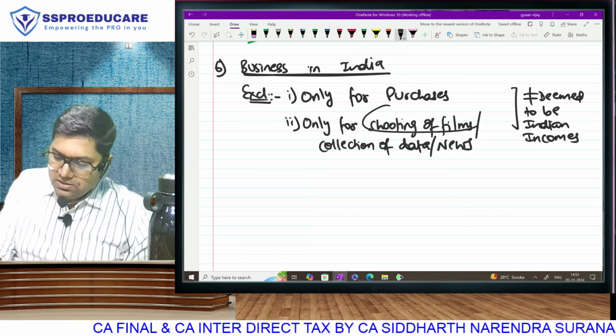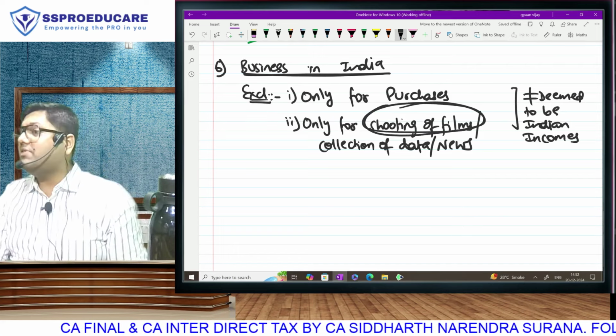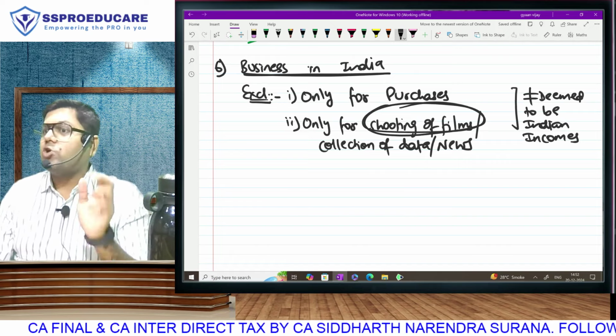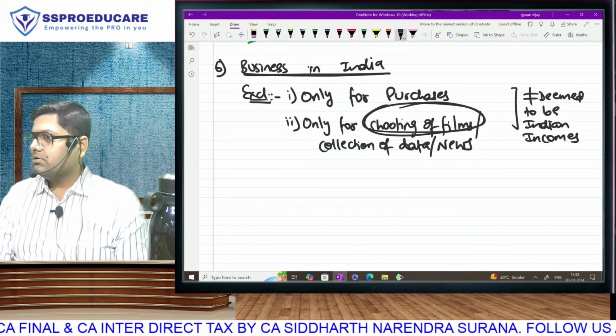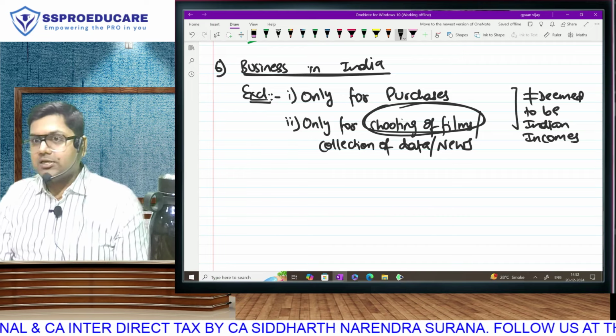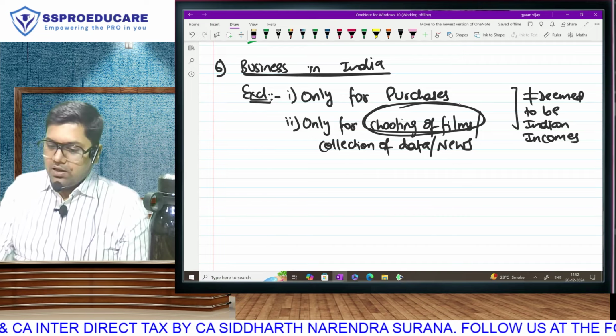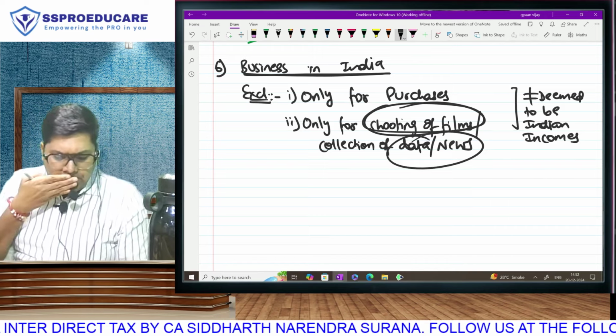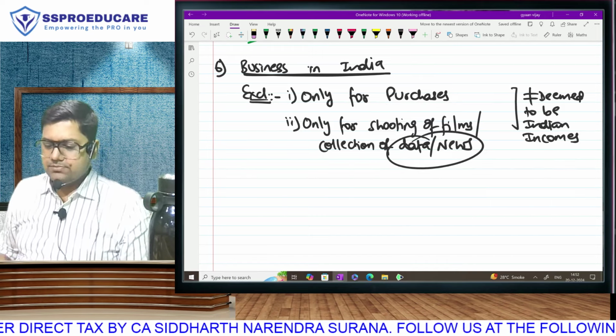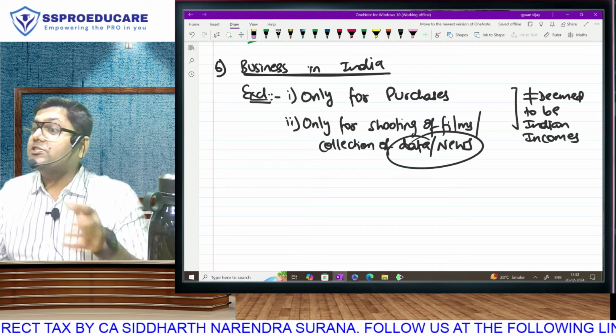What about this, sir? If we make this Indian income, they will have to pay tax. So producers will stop coming to India for shooting. And then the local industry will also lose revenue. If we make this Indian income, journalists will stop coming.